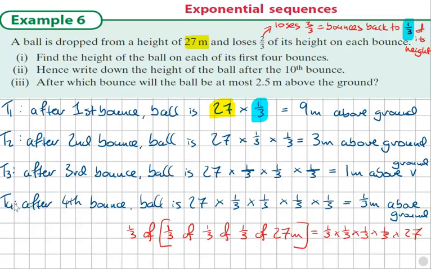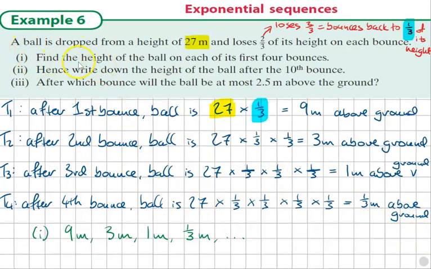And then for term 4, after the fourth bounce, the ball is 27 times 1/3 times 1/3 times 1/3 times 1/3, which is equal to 1/3 meters above the ground. So what we're doing is getting 1/3 of 1/3 of 1/3 of 1/3 of 27. So what's in the square brackets is what we worked out for term 3, which was 1 meter. So you're really getting 1/3 of 1 meter, which gives you 1/3 meter, which is the same thing as 1/3 times 1/3 times 1/3 times 1/3 times 27. So you'll still get 1/3 of a meter.